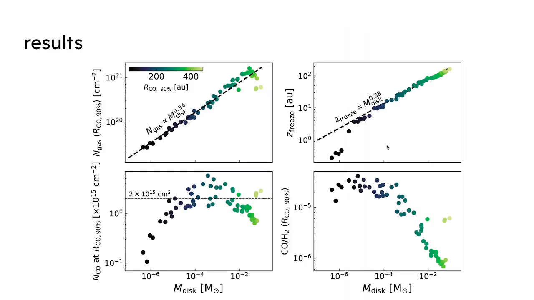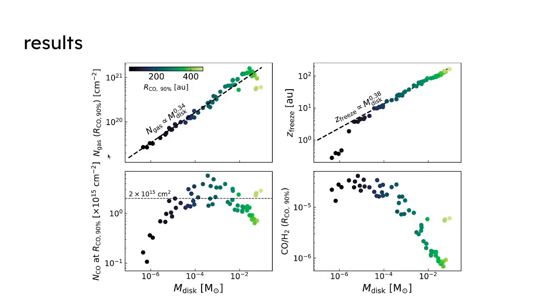And I think now it's time for results. What they do, there are several plots. First, let's look at the top left. What they show us here is the dependence of the value called N gas at the position of R90 and how this depends on the mass of the disk.